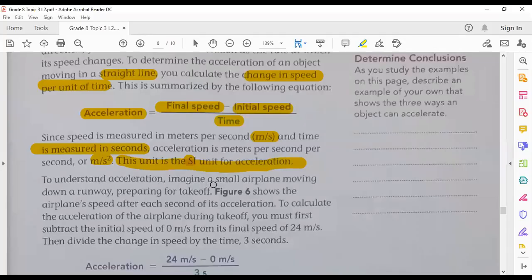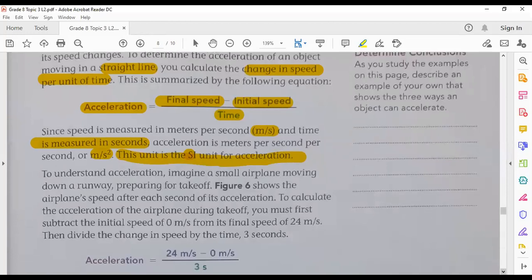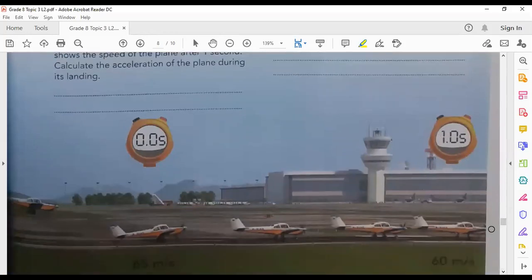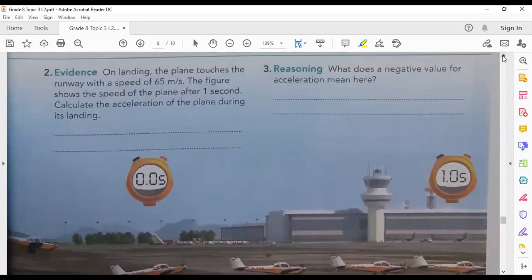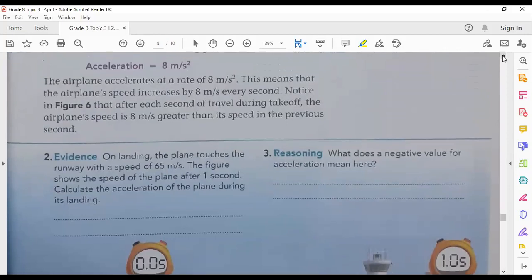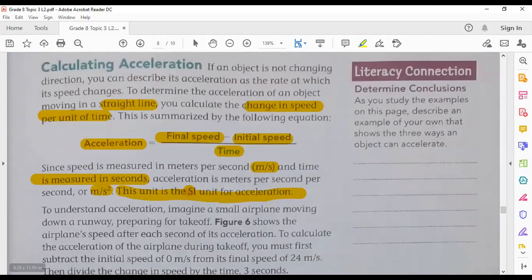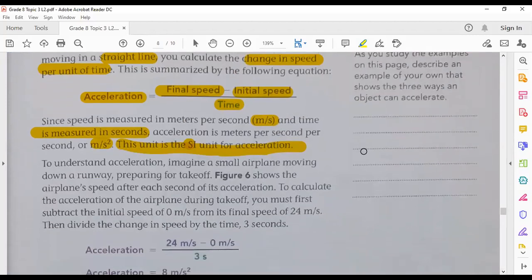To understand acceleration, imagine a small airplane moving down a runway, preparing for takeoff. Figure 6. Right. This is figure 6. This is an airplane preparing for taking off. Okay. Here, to understand acceleration, imagine a small airplane moving down a runway, preparing, sorry, for a takeoff. Figure 6 shows the airplane speed after each second of its acceleration.